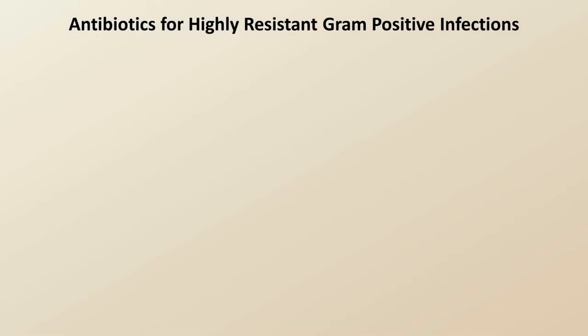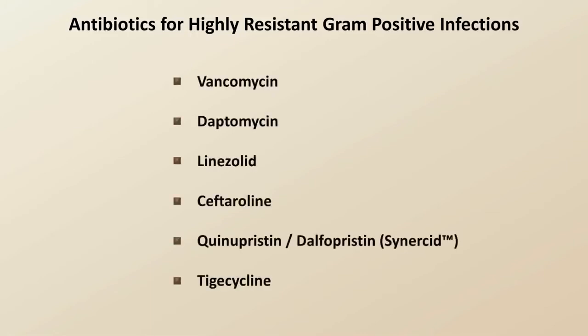So what antibiotics can be used for these highly resistant gram-positive infections? There are 6. Vancomycin, daptomycin, linezolid, ceftaroline, the combination of quinupristin and dalfopristin, better known by its trade name Synercid, and tigecycline.